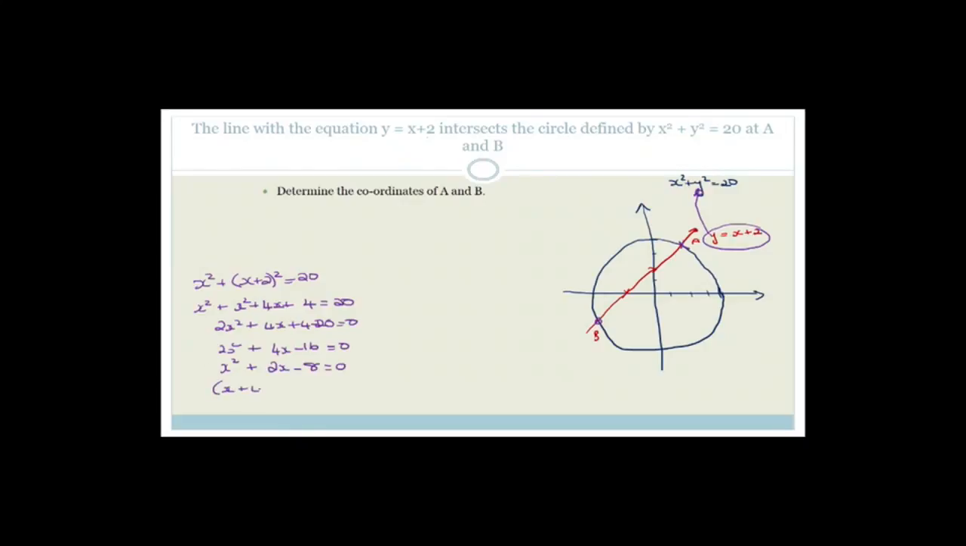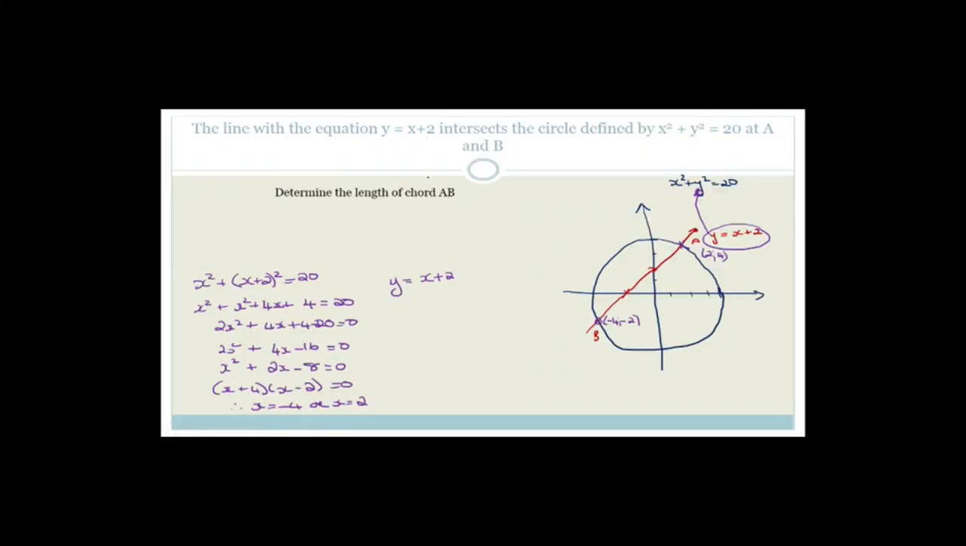So that's going to be (x plus 4)(x minus 2) equals 0. Therefore, x equals minus 4 or x equals 2. Yay! So we know that this point here is going to be minus 4 something, and this point is going to be 2 something. Now we just have to substitute into either of those equations to get the y, but I'm going to substitute into the line because that's way easier. So y is equal to x plus 2. Therefore it's minus 4 plus 2, which is minus 2, or it's 2 plus 2, which is 4. There you go. So now I've got those 2 points.